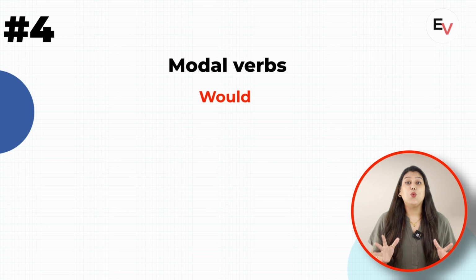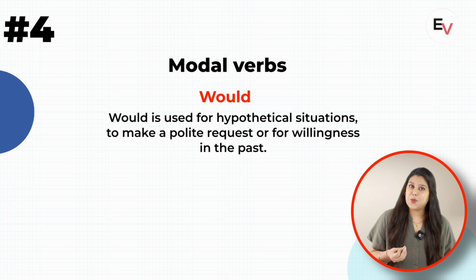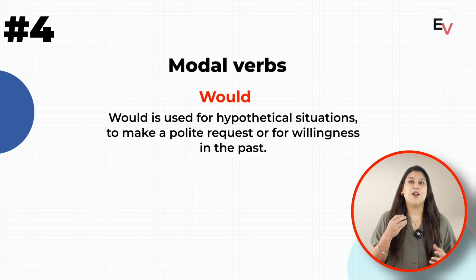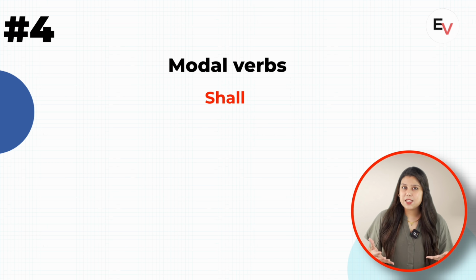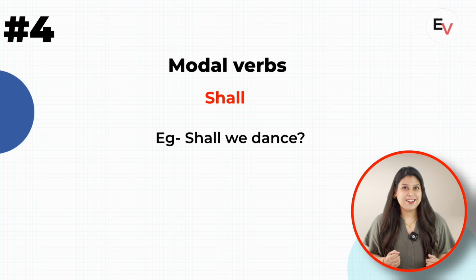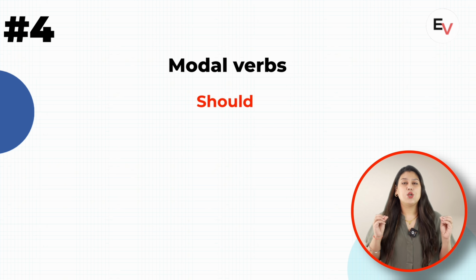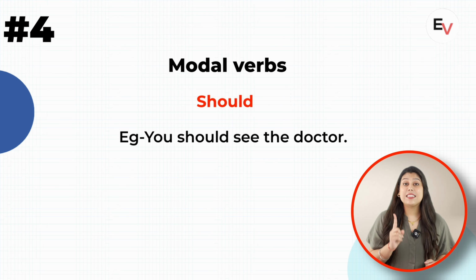Number 6 is would. Would is used for hypothetical situations, to make a polite request, or for willingness in the past. For example, would you like some coffee? Number 7 is shall. Now, shall is used to make a formal suggestion or offer. For example, shall we dance? Number 8 is should. Should is used to give advice or obligation. For example, you should see the doctor.